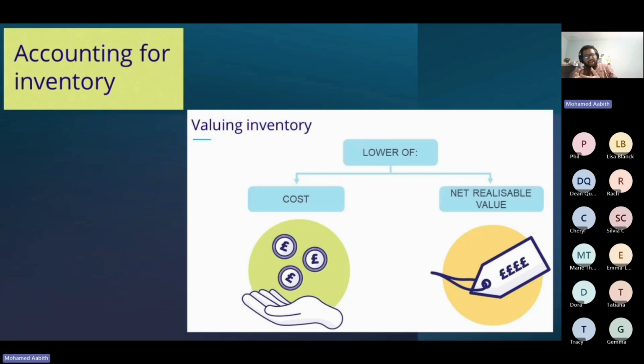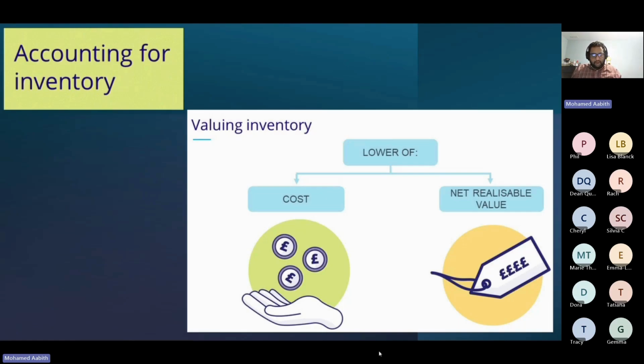So therefore, the net realizable value is whatever we're going to sell minus whatever cost it takes you to sell at that price. So if I'm going to the supermarket, it's going to put the price there. That is the selling price. But the net realizable value is whatever it cost me to sell it at that price. So that means it's going to be a lesser amount. We'll see some examples of it in this question here.